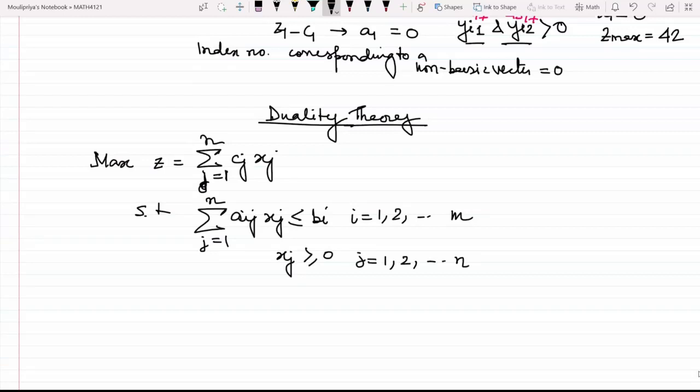Am I okay with this? This is the general compact form of a maximization type of problem, the general form of an LPP. Always keep this in mind: if the objective function is maximization type, we generally consider the constraints to be less than or equal to type.